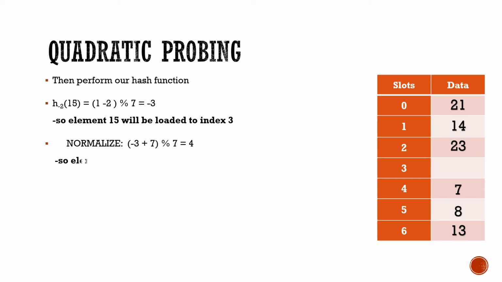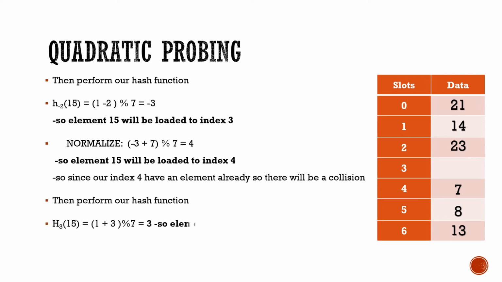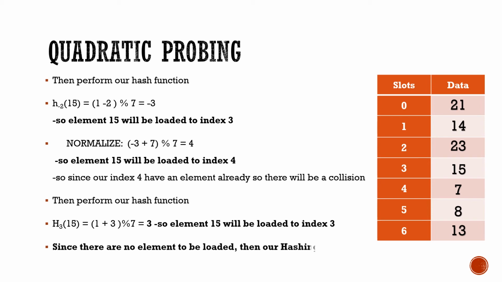Since index 4 has an element already, there will be a collision. Then perform our hash function. h3 of 15 equals 1 plus 3 modulo 7 equals 3. So element 15 will be loaded to index 3. Since there are no elements to be loaded, our hashing is now complete.